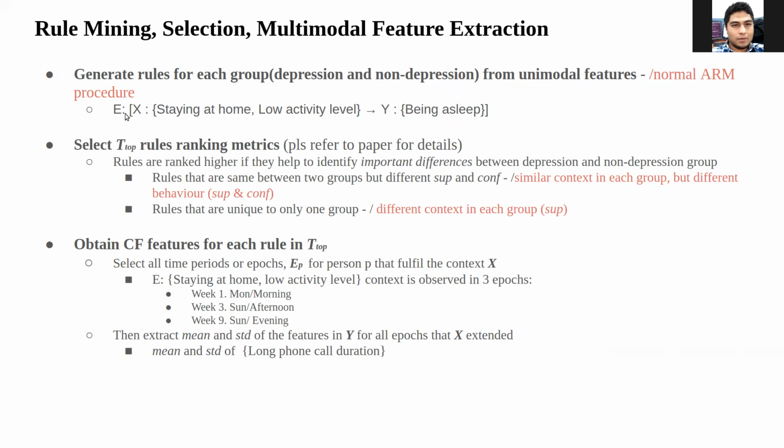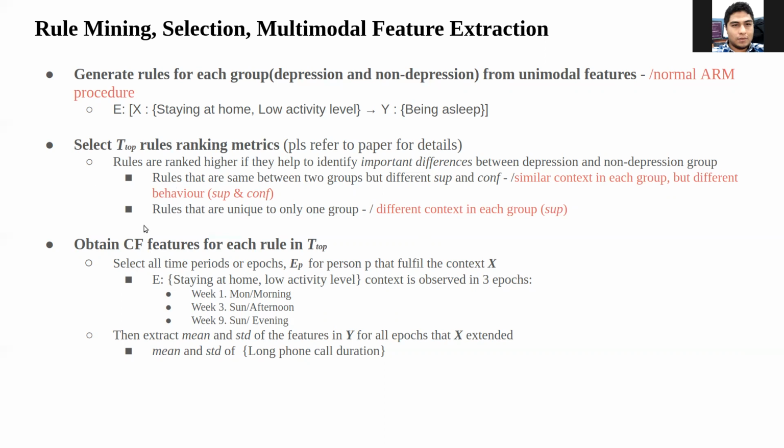The output of this process could be, for example, a rule like staying at home with low activity on the X side, which is used as a context, and the feature could be being asleep. Because there would be so many rules, like 16,000 per epoch, they have to select some good rules. Good rules are selected with a proposed ranking metric. The idea is to favor the rules that identify differences between the depression and non-depression groups.